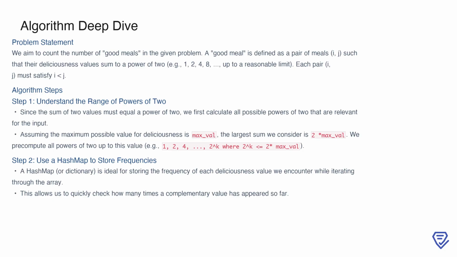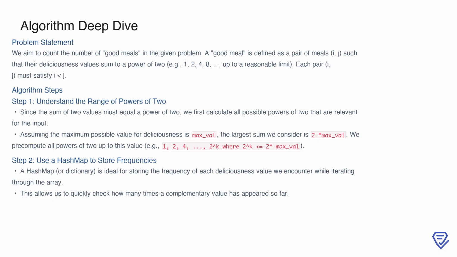Now, before diving into the algorithm, we start by understanding the range of powers of 2 that are relevant. Since the maximum sum of 2 values is twice the largest value in the array, we compute all powers of 2 up to this limit. For instance, if the maximum value is max_val, the largest power of 2 we consider is 2 to the power of k such that 2 to the power of k is less than or equal to 2 * max_val. This pre-computation step ensures that we know exactly what sums to check for when iterating through the array.